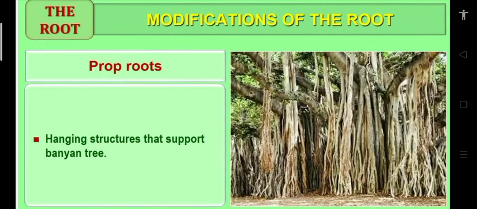Prop roots are a modification of roots for supporting. There are heavy branches, as you can see on the screen. Heavy branches support vertically downwards and touch the ground. These two types of roots are nothing but prop roots. Prop roots are also called pillar roots. Example, banyan tree.